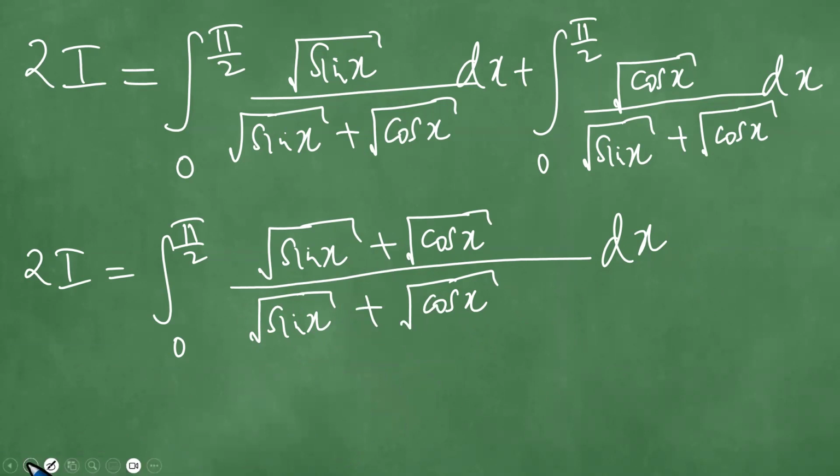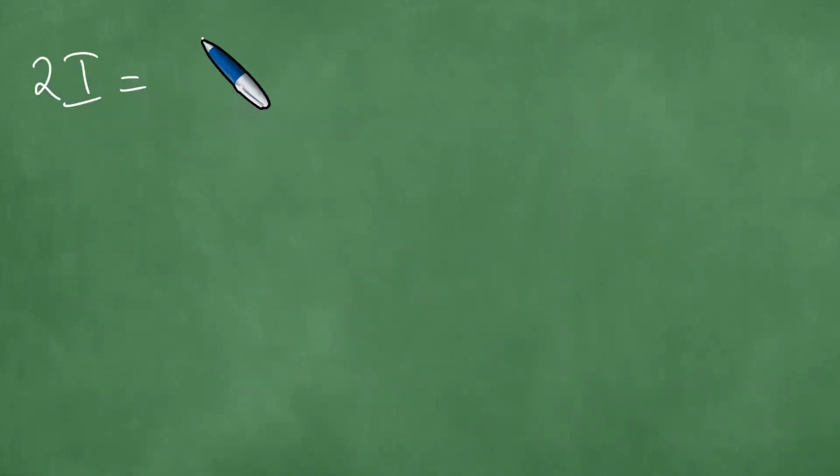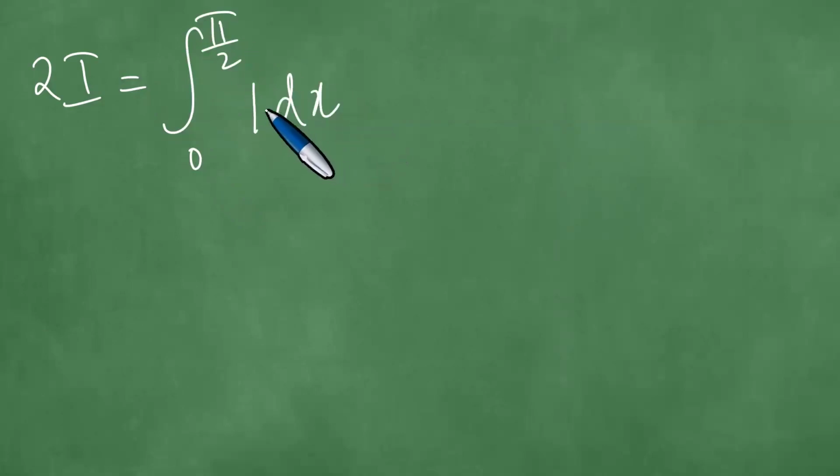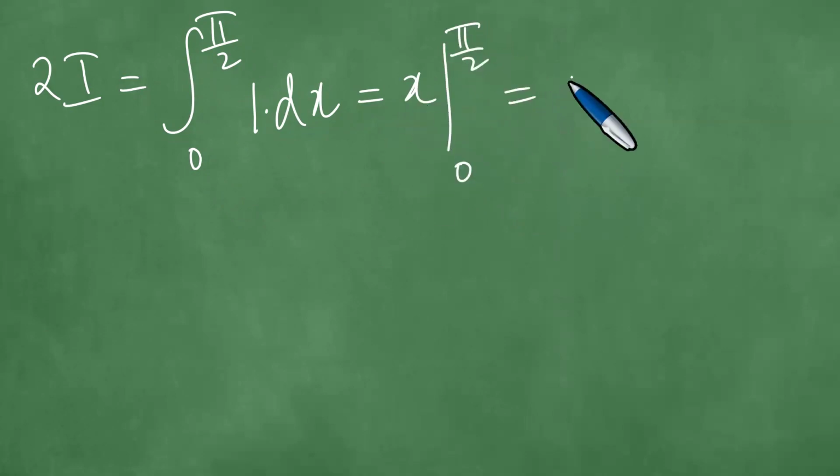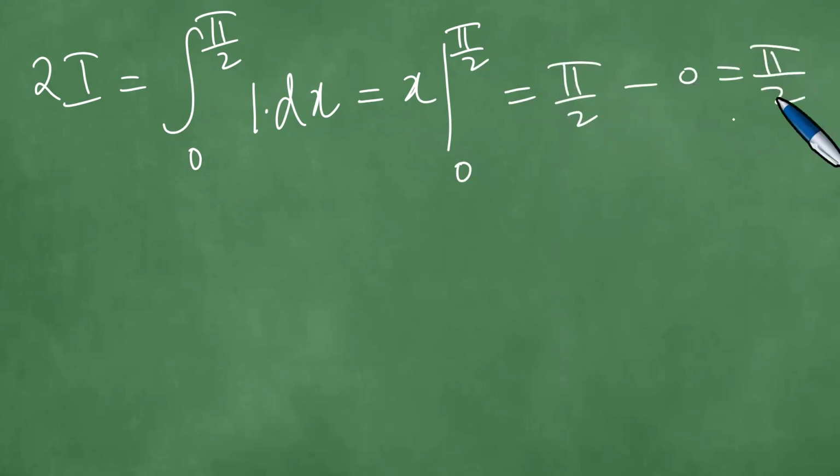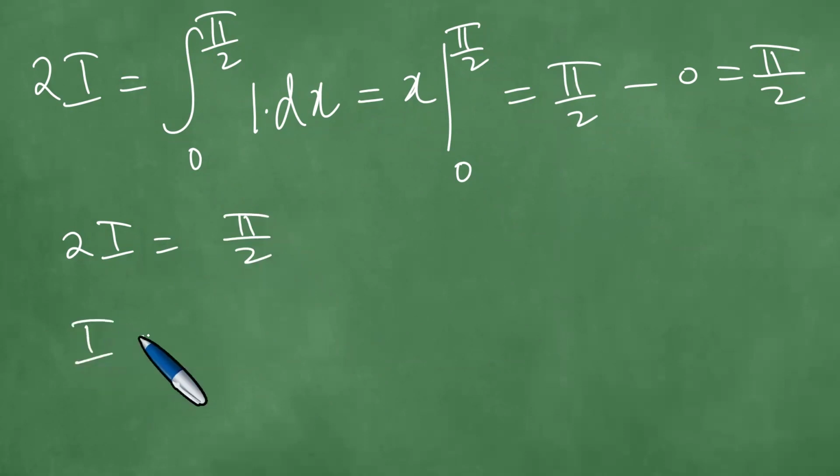So that we have 2I equals the integral from 0 to pi over 2 of 1 dx. The integral of this is exactly x, evaluated from 0 to pi over 2. Substituting the limits of integration gives pi over 2 minus 0, and the result is pi over 2, which means 2I is pi over 2, and which means I is pi over 4.